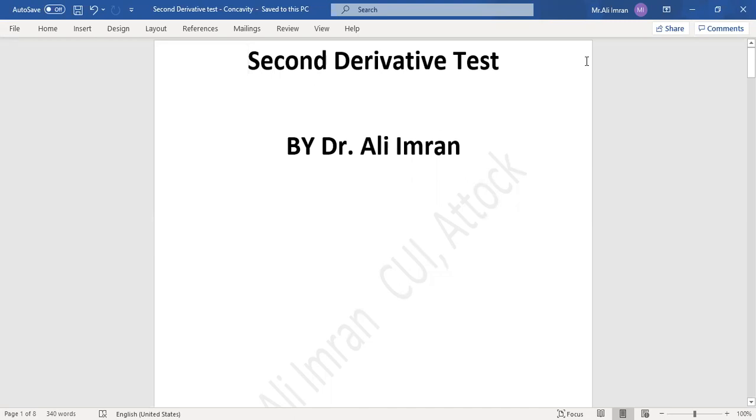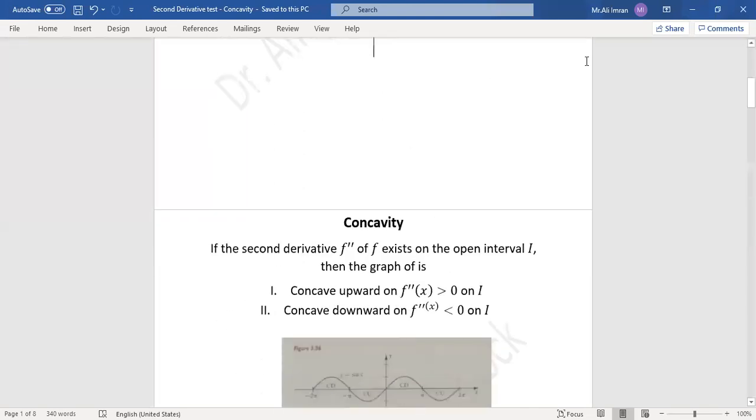In today's lecture, we will learn the second derivative test. This test is related to finding the extrema of a function. We have already learned the first derivative test. When the first derivative test fails, we use the second derivative test to find the extrema of a function. In addition, we will learn in today's lecture about concavity of a function. So let's start with today's lecture.